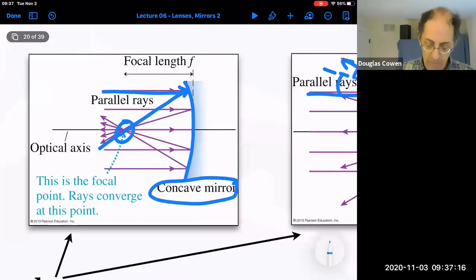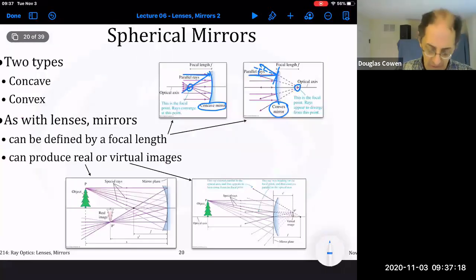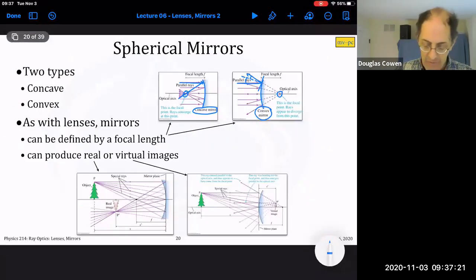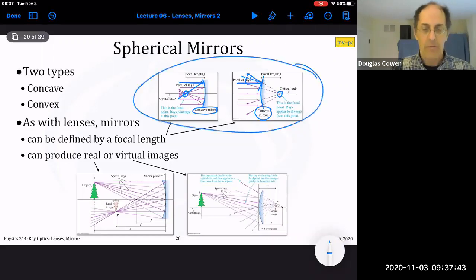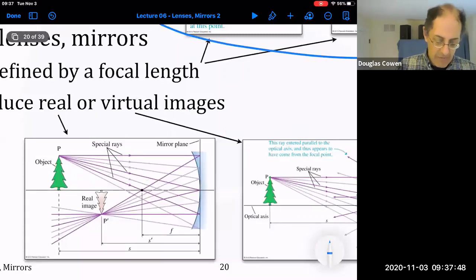Okay, but we're not going to worry about the fine level of detail of angle of incidence, angle of reflection for these spherical mirrors, but we're going to treat them more broadly and discuss what happens when rays are parallel or when they go through the focal point and so on. So as with lenses, mirrors can also be defined by a focal length, as I just did up here. And they can also produce real or virtual images, and that's shown down below here. So here's our object. Now it's a pine tree instead of an arrow.